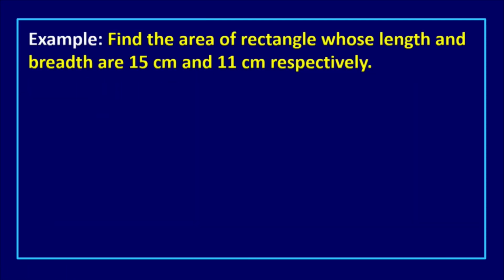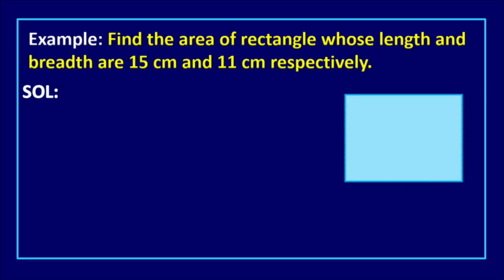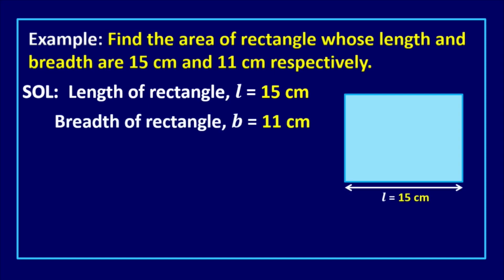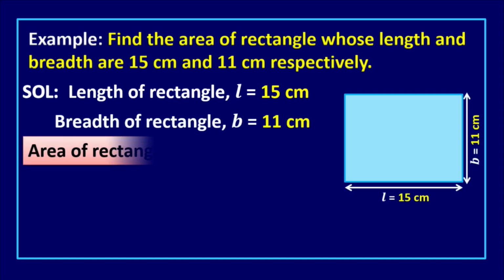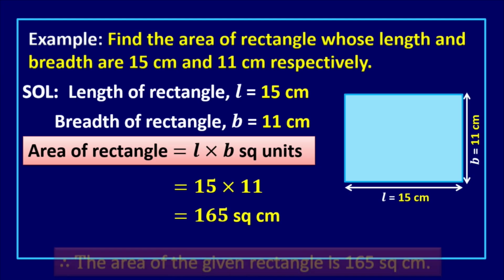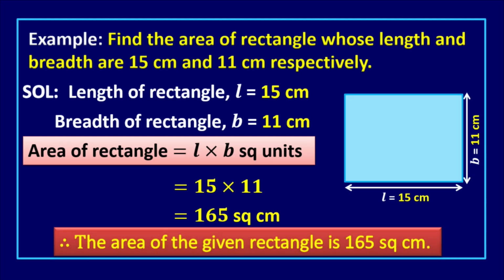So let us take an example children here. Find the area of rectangle whose length and breadth are 15 centimeters and 11 centimeters respectively. Let us see the solution. So here length of rectangle is given as 15 centimeters and breadth is 11 centimeters. So area of rectangle is L into B. Now just substituting the values of L and B, that is 15 into 11. On multiplying we get 165. Therefore I can write the area of the given rectangle is 165 square centimeters.